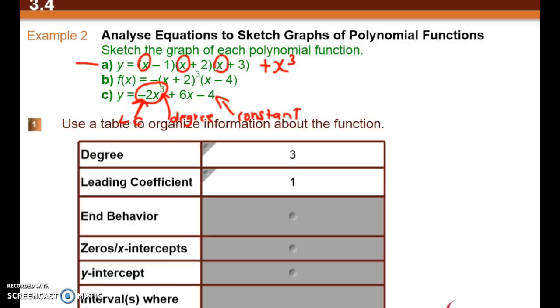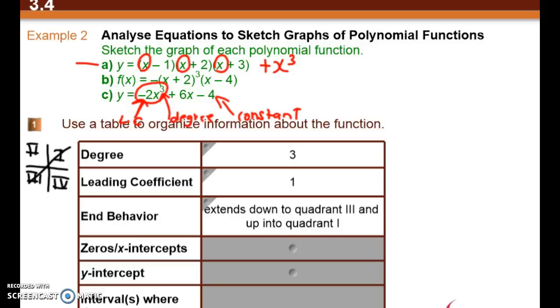Okay, and now we can go back to the stuff that we remembered in 3.1. What would be the end behavior? Like which quadrant would it be in based on odd degree, positive leading coefficient? Odd, positive is like going up the ski slope, right? So here's our quadrants. It should be like this one. Quadrant 3 to quadrant 1.